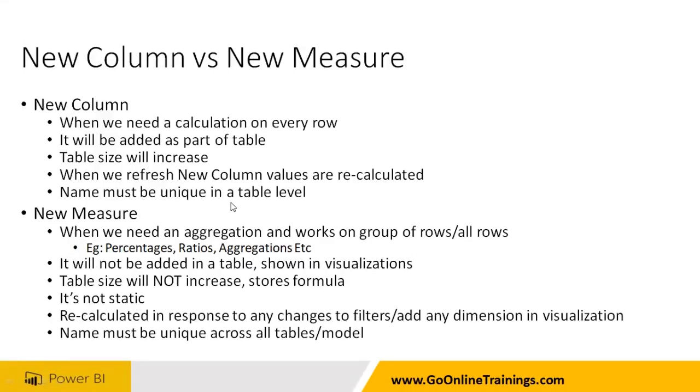Name must be unique at the table level. New measure, when we need an aggregation that works on a group of rows or all rows, such as percentages, ratios, complex aggregations. It will not be added in the table, shown in the visualizations only. Table size will not increase. It stores only the formula. It is not a static value. It is recalculated in response to any changes to the filters, or if you add any dimensions, the aggregations are made again and shown. Name must be unique across all tables in the model.